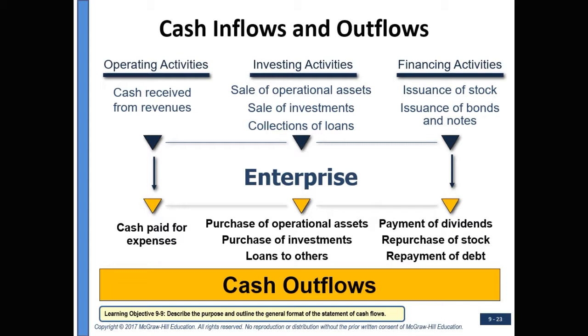Cash outflows for operating activities would be things such as the cash that is paid for operating expenses. Investing activities, the purchase of investments, the purchase of operational assets. And financing activities would be things like payments of dividends, repurchase of stock, so purchase of treasury stock, or repayments of debt. With this information, we are able to see how effective a company is at managing their cash flow for a given period of time.